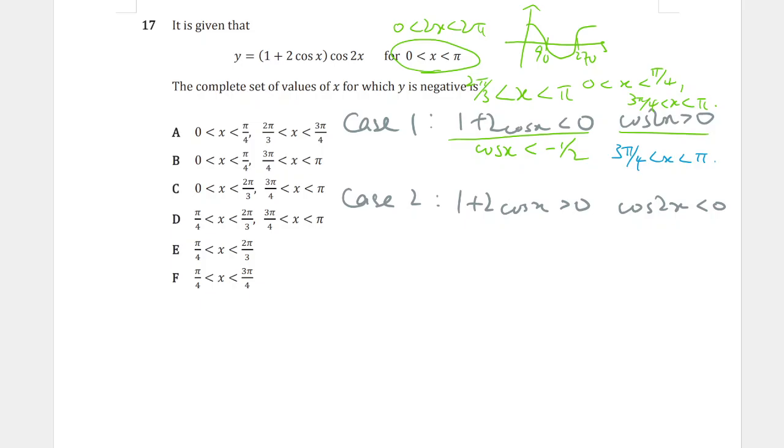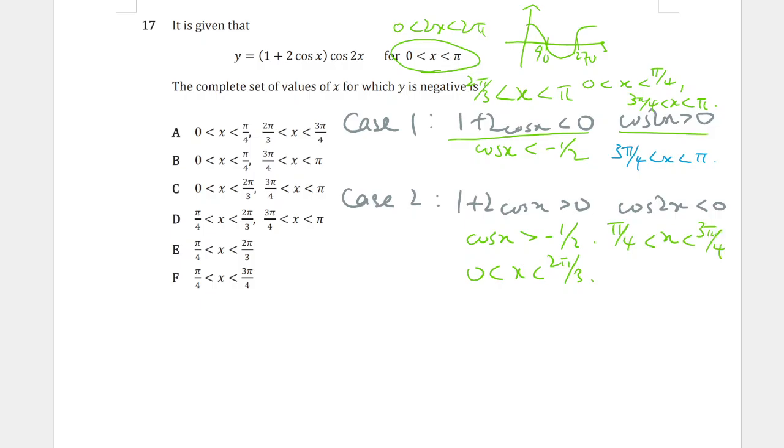Make sense? Now we do the same for case 2. Same logic. This time 1 plus 2 cos x is greater than 0. So basically, cos x is greater than negative 1/2 this time. When is cos x greater than negative 1/2? Well, between 0 and 2 pi over 3. It's just the complement, the opposite of what we just found. And same logic for the second factor: x must be between pi over 4 and 3 pi over 4.